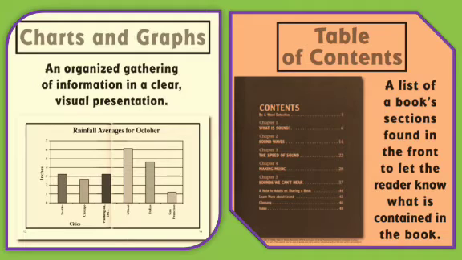As you can see, it's a list of book sections found in the front to let the reader know what is contained in the book. So we are going to find the content that the body of the book has. For example, we have Chapter 1, What Is Sound? Then let's move to Chapter 2, Sound Waves. It looks like our science book.